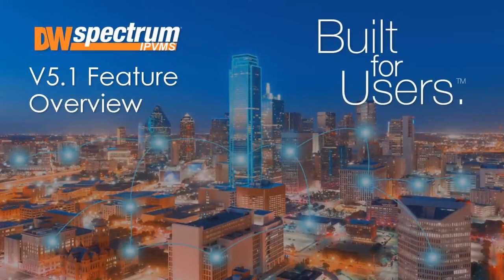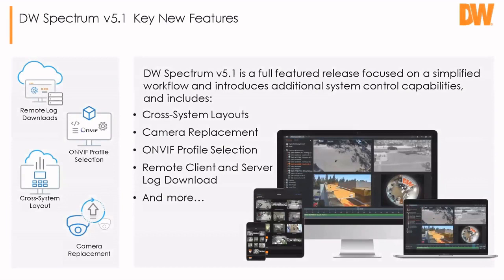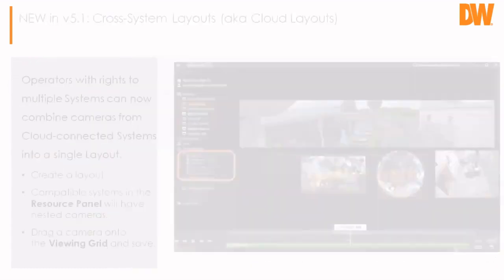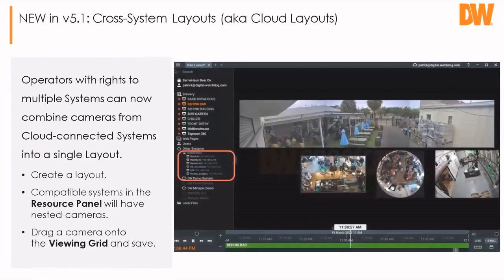So let's go a little bit into Spectrum. Spectrum 5.1, we've done a focused release on simplifying the workflow, but also introduced additional system controls and capabilities. So the features we're going to talk about are cross-system layout, camera replacement, remote client server download, and ONVIF profile selection. All right. So the first one is cross-system layout.